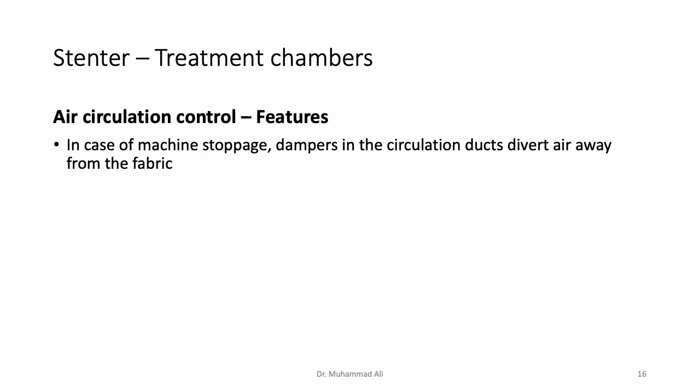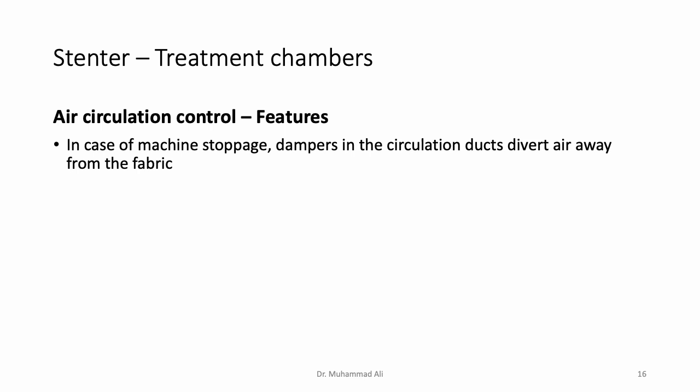Okay, then we need some controls that work in case of machine stoppages. So if for any reason there is an emergency stop, then of course a lot of fabric will be inside the treatment chambers. And in this case, in order to avoid damage to the fabric, or to unnecessarily change the characteristics of the fabric that is present inside the treatment chambers, we want a system that diverts the circulation air away from the fabric which is present inside the chambers.